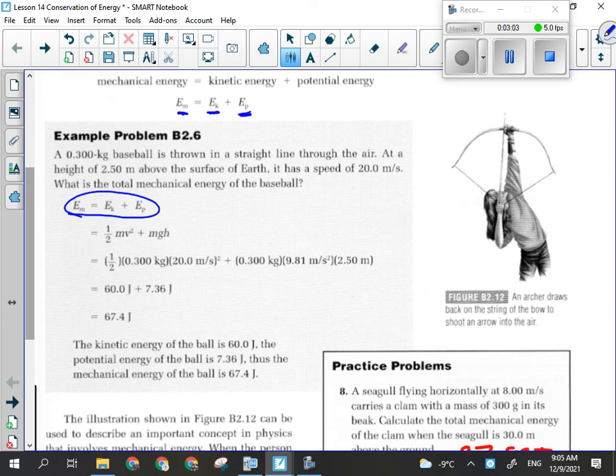And we already know the formulas for kinetic and potential energy. So what we have to do is plug in numbers and then add them together. Is that all right with everybody? Yep. So we're going to have 1/2 times 0.3 kilograms times 20 meters per second, all squared. That'll get us the kinetic energy of the ball. And then we've got 0.3 kilograms times 9.81 times the height, 2.5 meters. That gets us our potential energy. So we're adding those things together. 60 plus 7.36 is 67.4 joules worth of total mechanical energy.